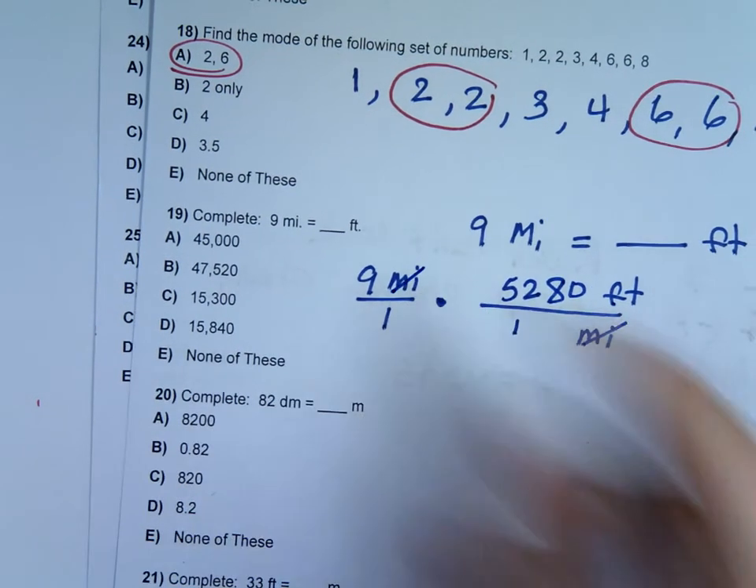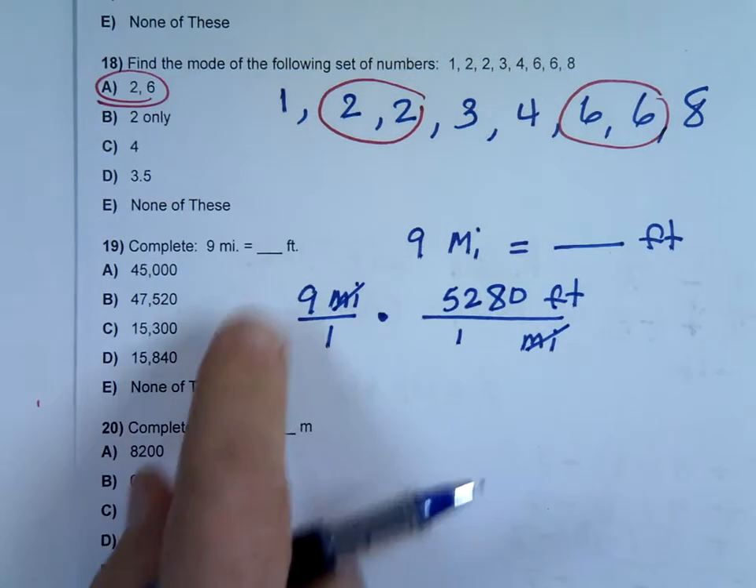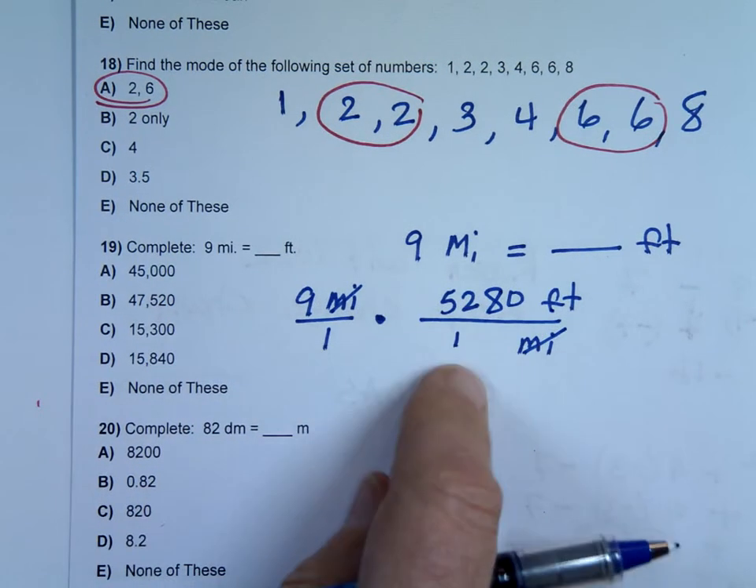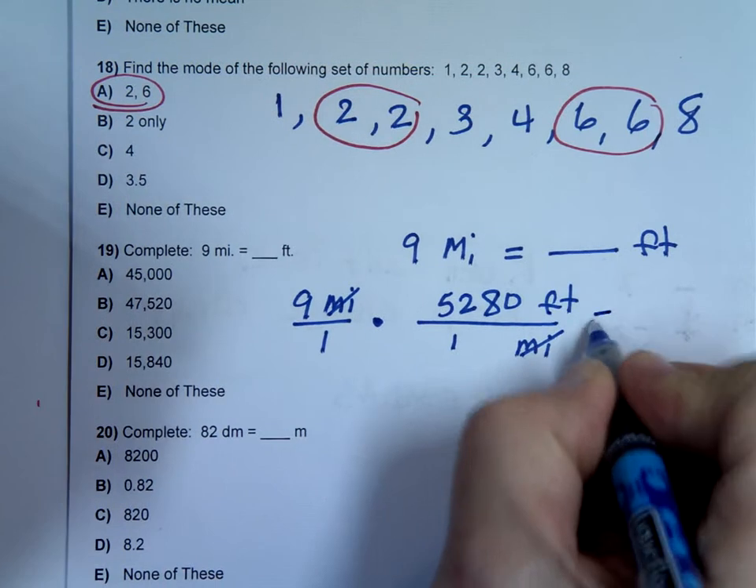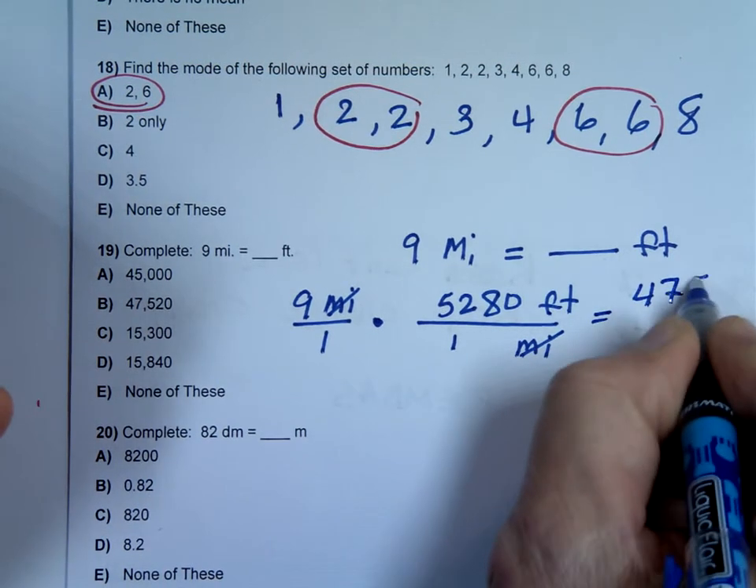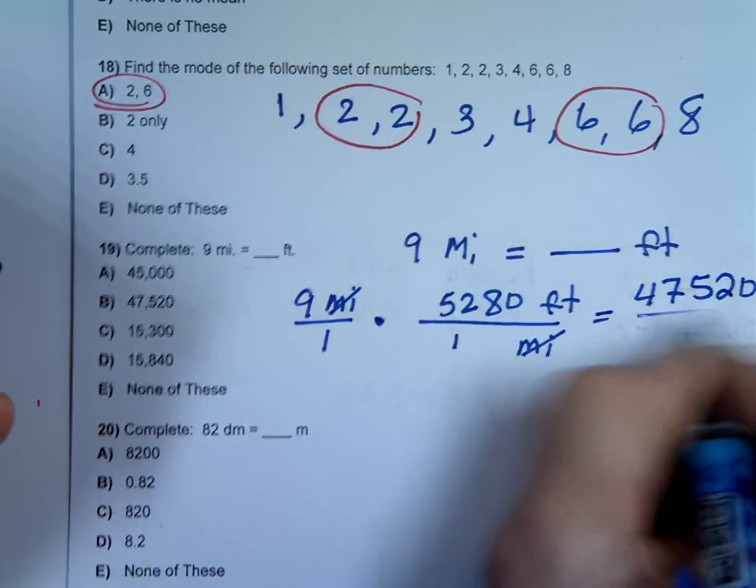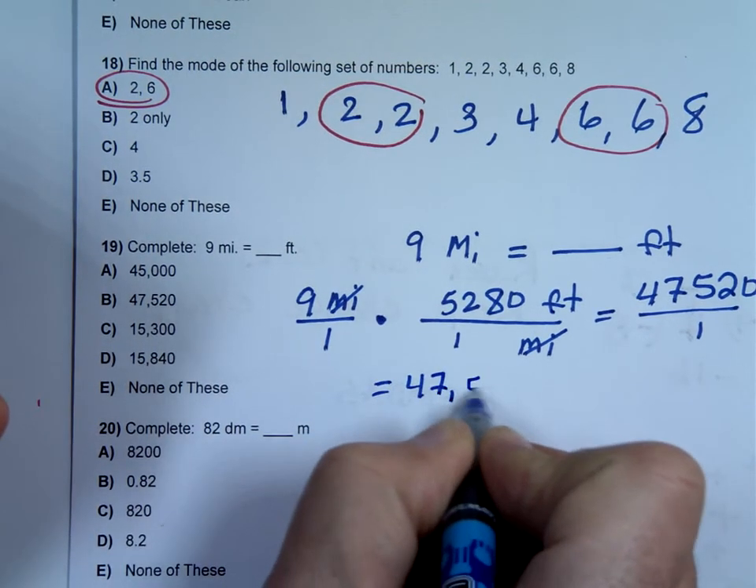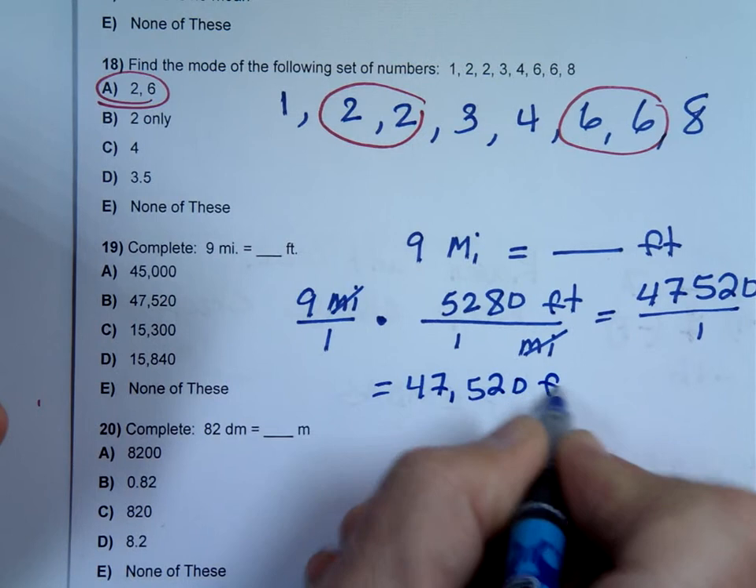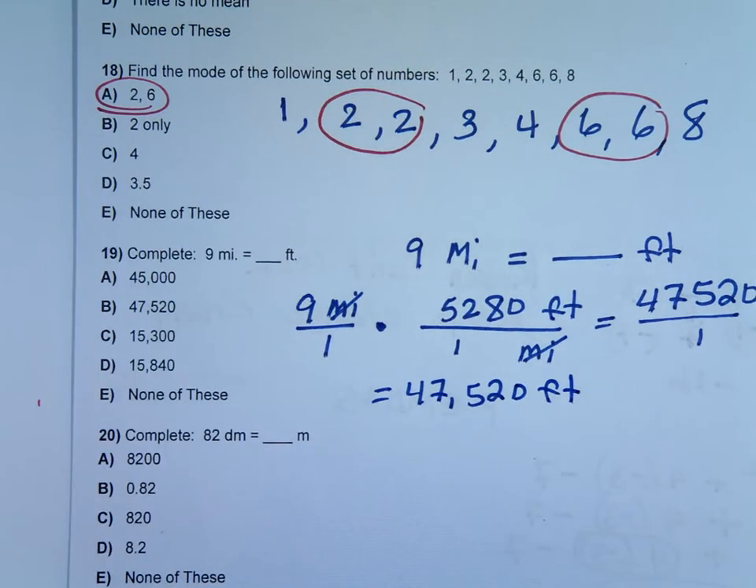When you're multiplying fractions, the top times the top, the bottom times the bottom. 9 times 5,280, which is what? 47,520. 47,520 over 1, which is what? 47,520 feet. It's B.